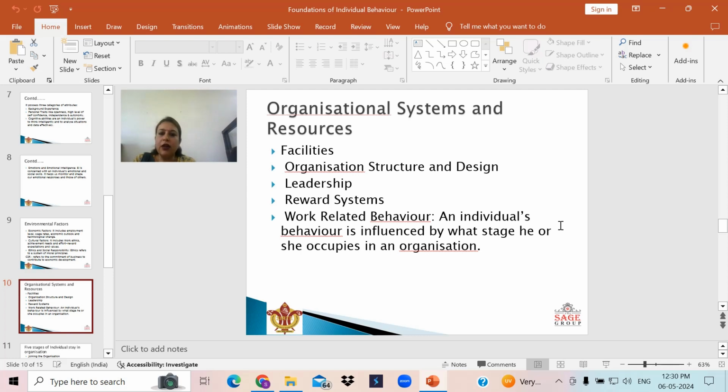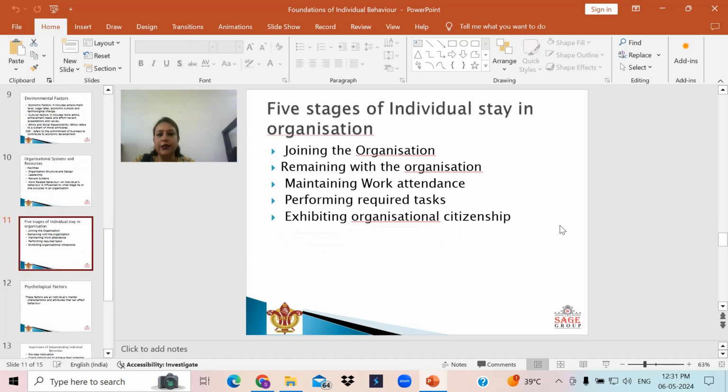Then reward systems in the organization. If you are getting perfect and appropriate rewards or incentives for your performance, you will be satisfied. And if you are satisfied, your behavior towards the organization will be good. Work-related behavior depends on the division of the work. It means an individual's behavior is influenced by what stage he or she occupies in an organization. It basically relates to the status and the division of work which you are getting in the organization. So if it is proper and appropriate according to your abilities, you would be satisfied and your behavior would automatically be good towards the organization.